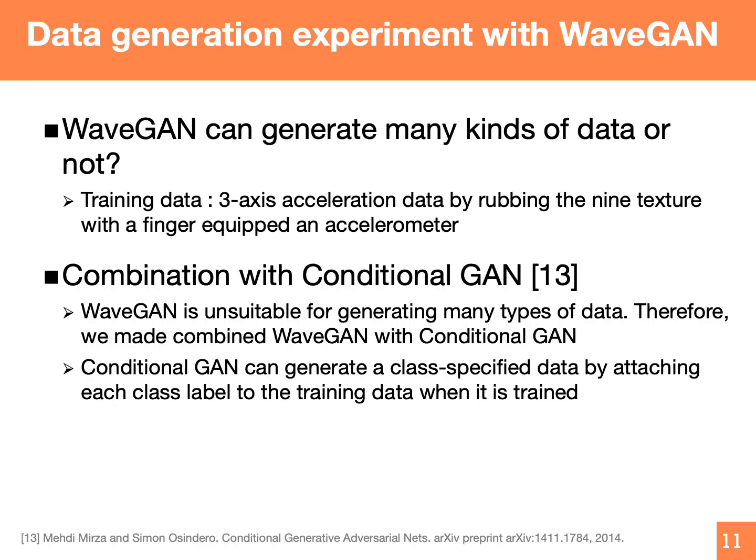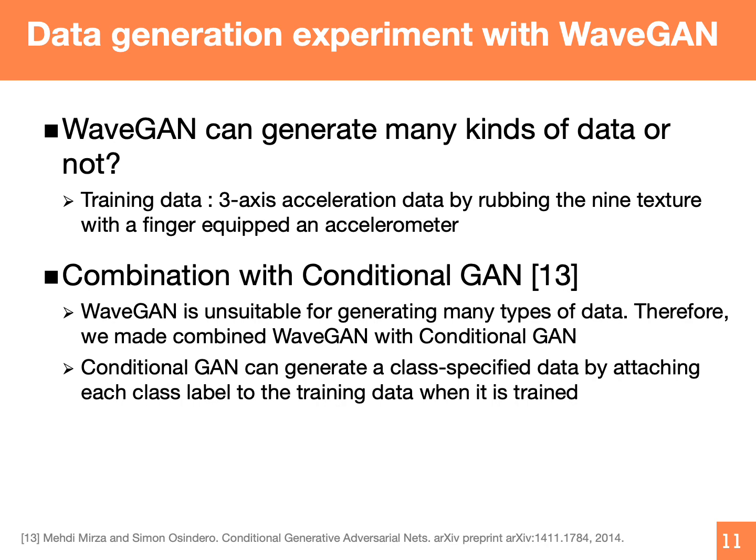We held the data generation experiment with waveGAN. We examined whether waveGAN can generate many kinds of data. Training data was 3-axis acceleration data collected by rubbing line textures with a finger equipped with an accelerometer. waveGAN is unsuitable for generating many types of data.